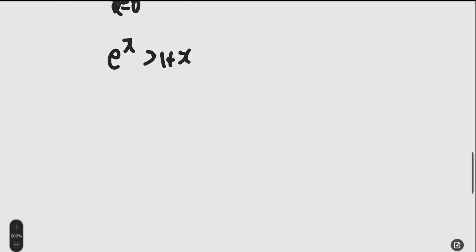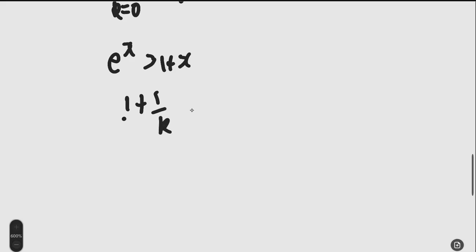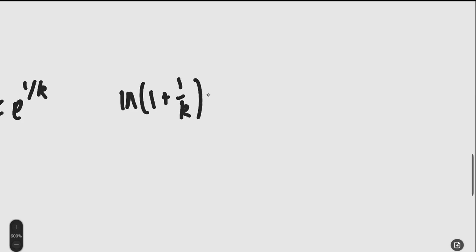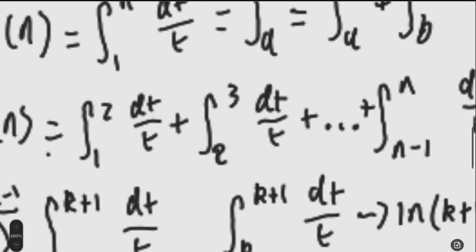So essentially, 1 plus 1 over k is going to be less than e to the 1 over k. And this is a nice approximation. So our ln cancels with the exponential, and we're just going to be left with ln of 1 plus 1 over k is strictly less than 1 over k. Cool. And we can do this for the partial sums in our integrals, right? So I'll rewrite it out, it's fine.